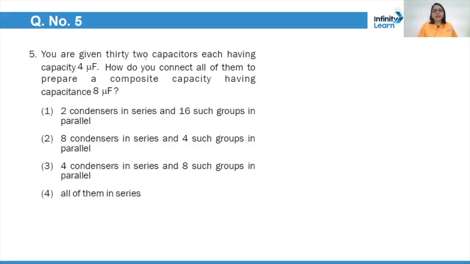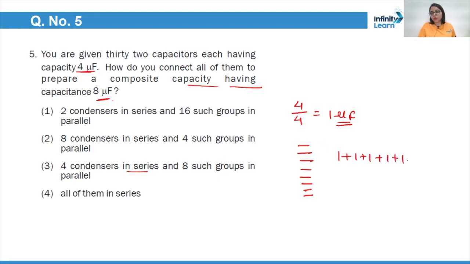Question number 5. You are given 32 capacitors, each having capacity 4 microfarad. How do you connect all of them to prepare a composite capacity having capacitance 8 microfarad? So what we'll do is connect 4 capacitors in series. So the equivalent of this series will be 4 upon 4, that is 1 microfarad. Now these 1 microfarad groups are connected in parallel. 8 groups of 4 condensers in series are connected in parallel, right? So this will give you a total equivalent capacity of 1 plus 1 plus 1 up to 1, 8 times. So this will be 8 microfarad. So the correct answer over here is option 3.